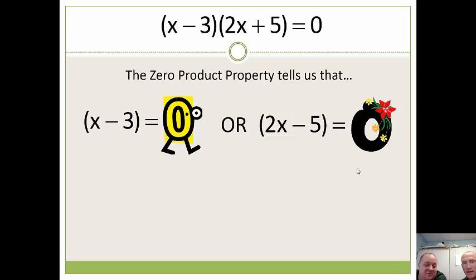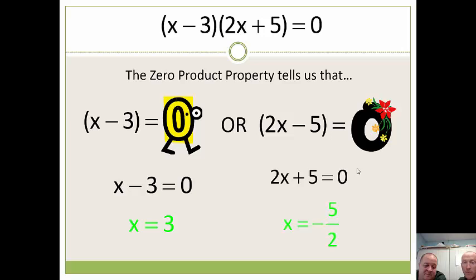The idea is, if you multiply a number by 0, you should get 0, and if you multiply 0 by something, you should also get 0. So for the first one, x minus 3 equals 0, we just add 3, and we get x equals 3. The other one is a two-step equation, which you should now be familiar with after the last couple lessons. We would subtract 5, divide by 2, and get negative 5 halves, or negative 2.5.